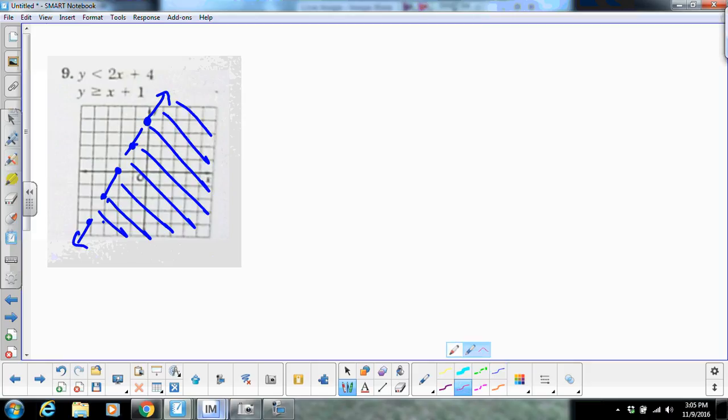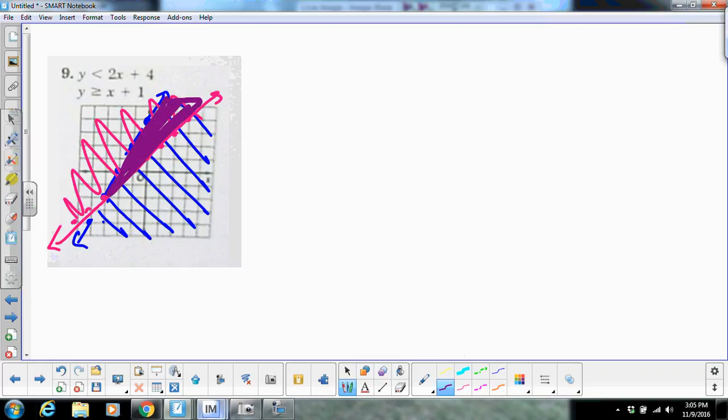Okay, and then the second line, I'm going to start at +1. I'm going to go up 1 and right 1. So solid line. Greater than means above here. So they overlap right here in this little teeny tiny triangle in here.